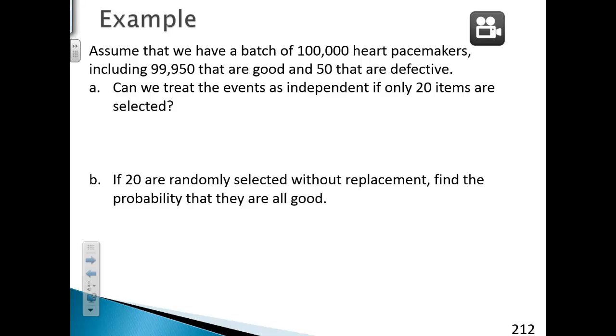So for this example, we have a batch of 100,000 heart pacemakers. 99,950 are good and 50 are defective. Can we treat the events as independent if only 20 items are selected? So first, let's determine that. We need to know, is 20 less than 5% of the population? If so, then we can treat it as independent.